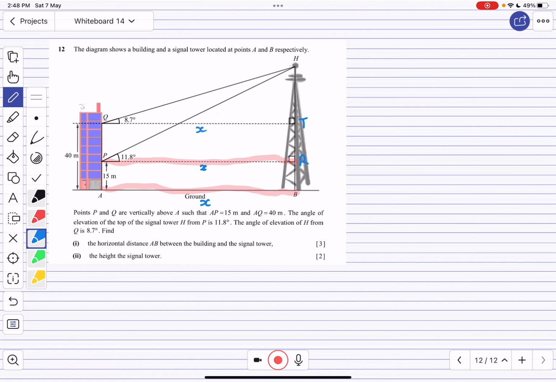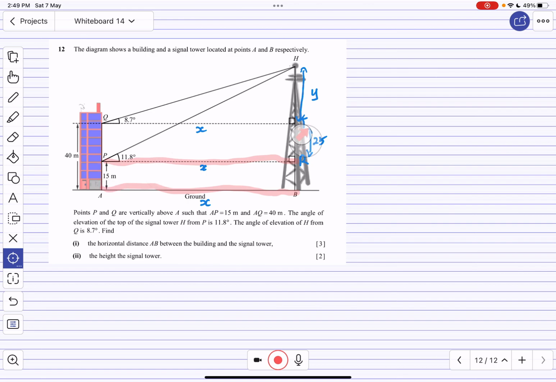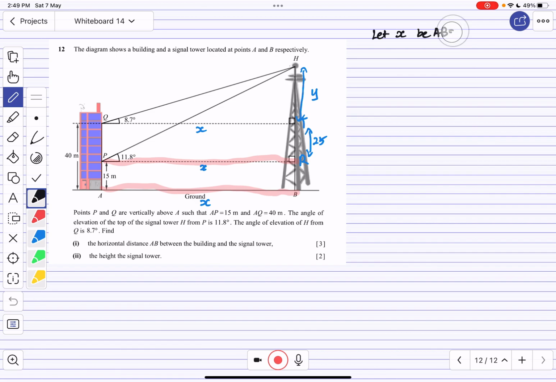I'm going to start by first calculating this value over here. So if I let HT be Y, this, as I know, would be 25 meters, because I'm taking 40, subtract away 15 to give me 25. All right, so with all these notations ready, let me write it down nicely now. Let X be AB, which is equal to PR, which is equal to QT. At the same time, Y is equal to HT. So I'm going to use X and Y all the way.